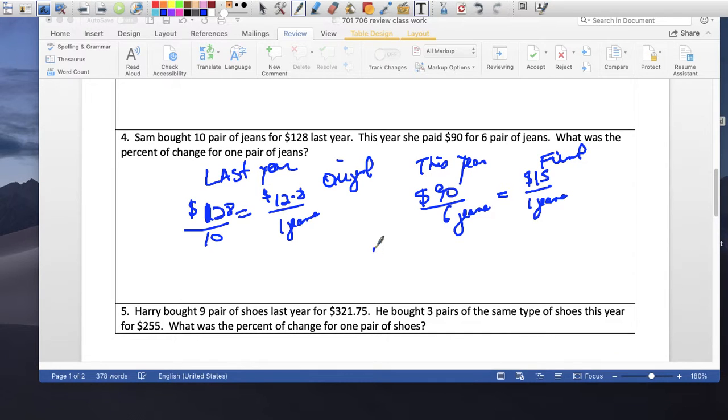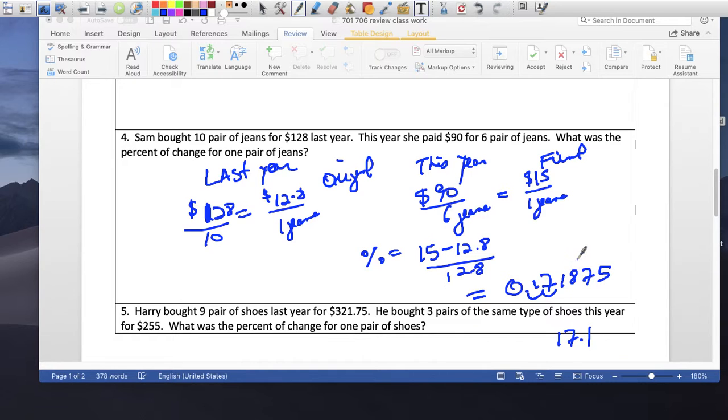And so the percent of change is final minus original over original, so it's going to be 15 minus 12.8 over 12.8. 15 minus 12.8 equals 2.2, and we're going to divide that by 12.8. That's going to give us the change in price in decimal form, 0.17187. That's what I got in my calculator. If we move the decimal two places, multiplying by 100, and cut it off right here, that's going to be a 17.19% increase in price. That would have been your answer.